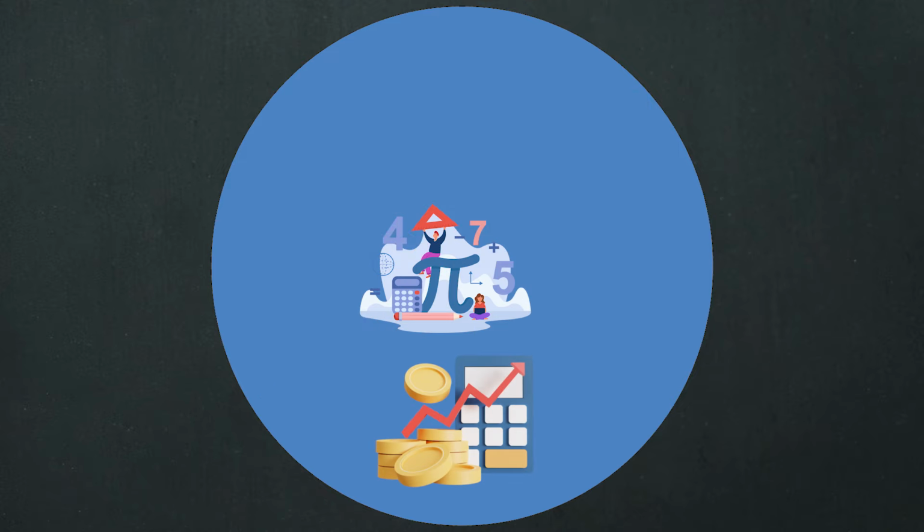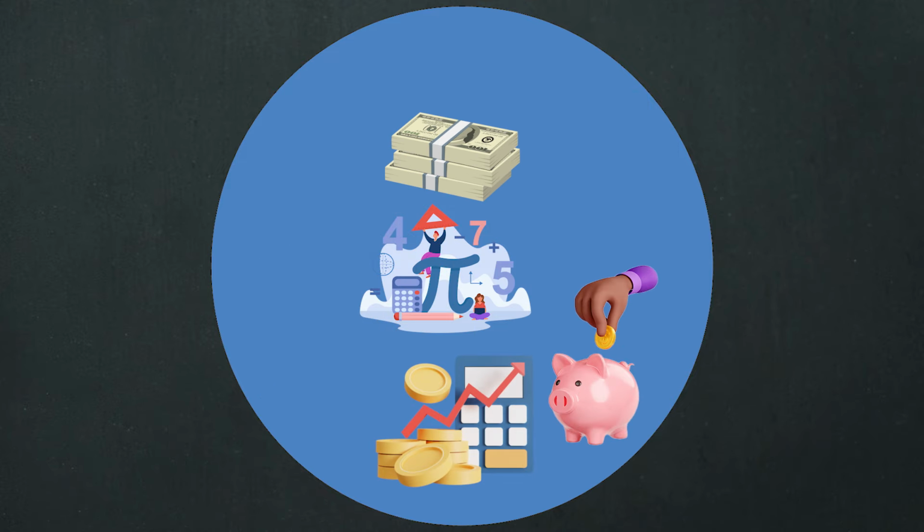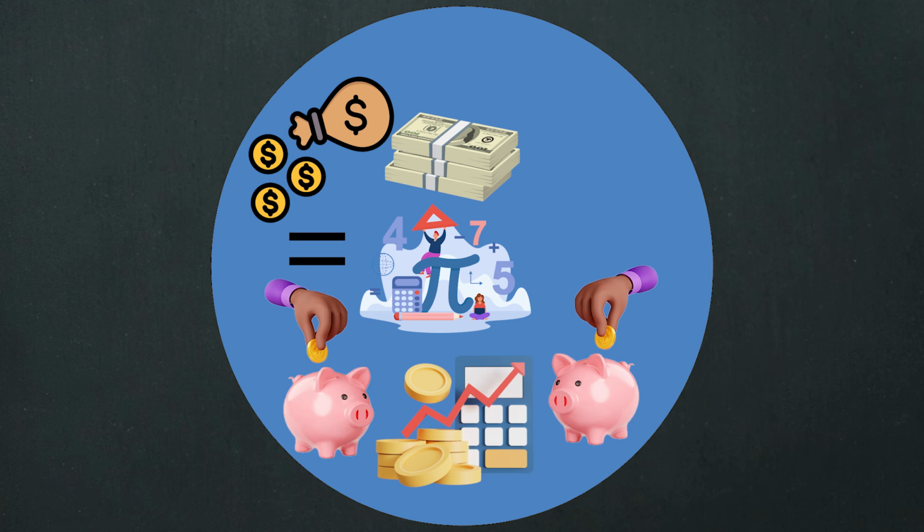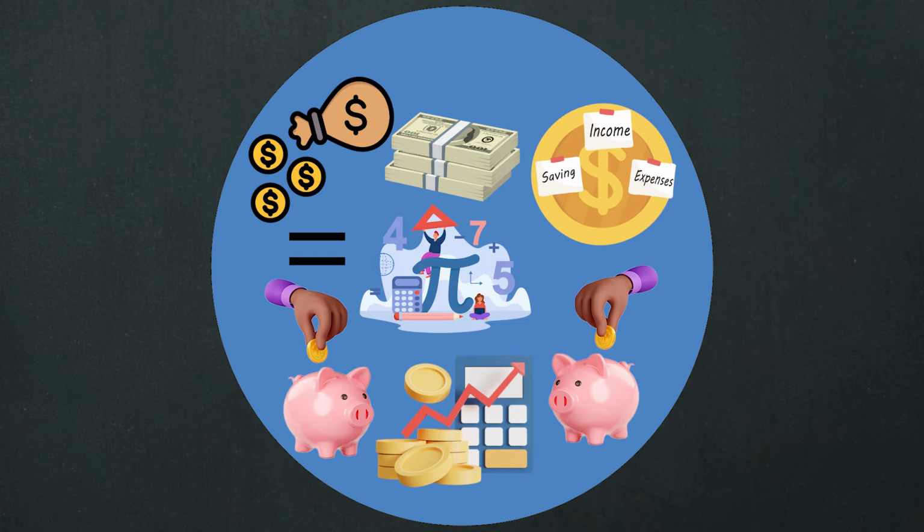Example: another common use of algebra is in budgeting. If you have a monthly income of $3,000 and you want to save a certain amount, you can create an equation: savings equals income minus expenses. If your expenses are $2,000, then your savings would be $1,000. This helps you plan your finances effectively.